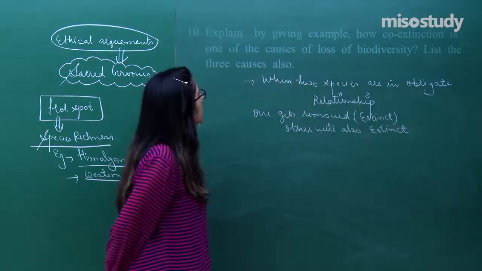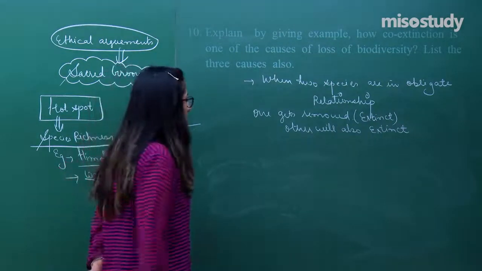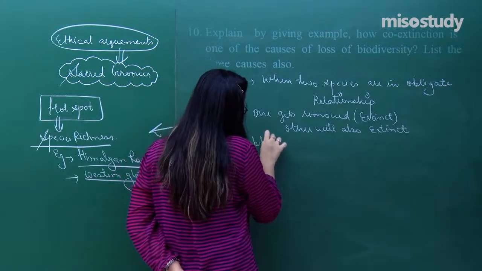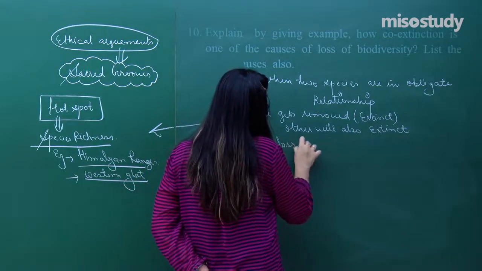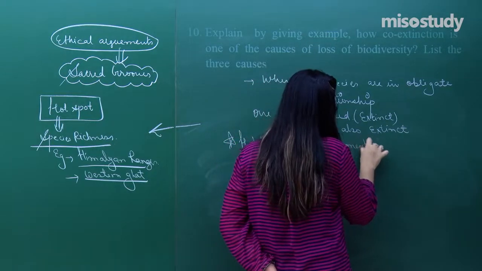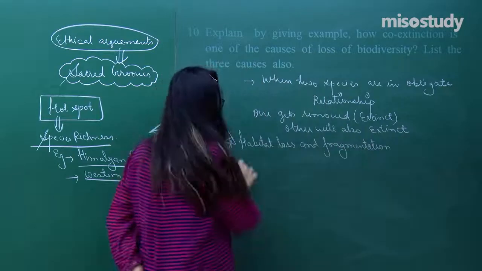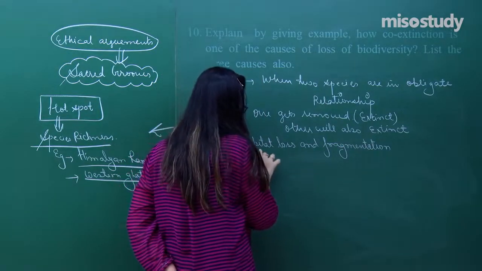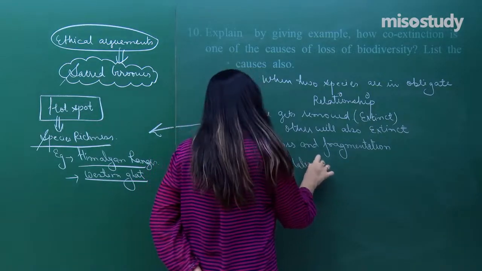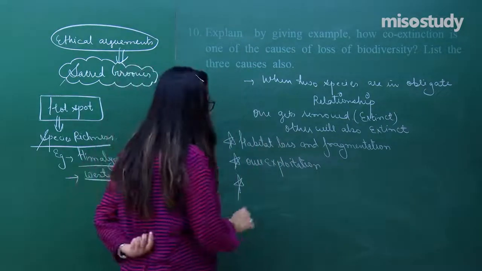Now list the other 3 causes also. Other 3 causes which you can write are habitat loss and fragmentation. Right. Second one is overexploitation. Third one which you can write is the introduction of alien species.